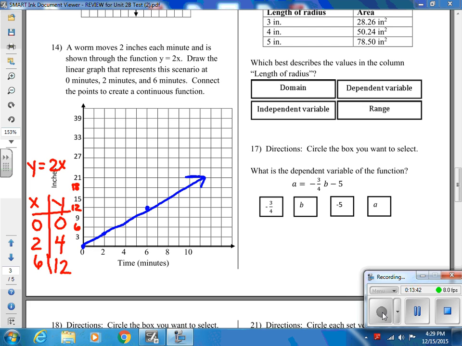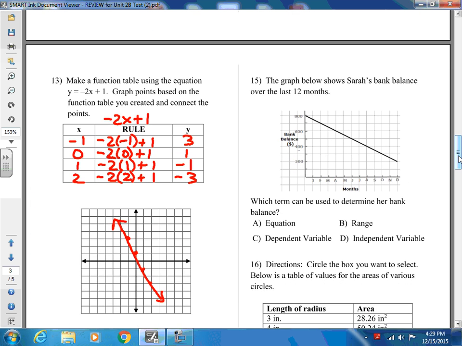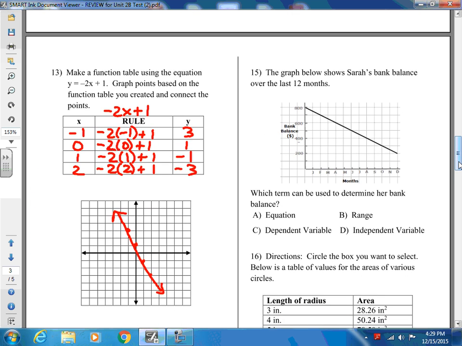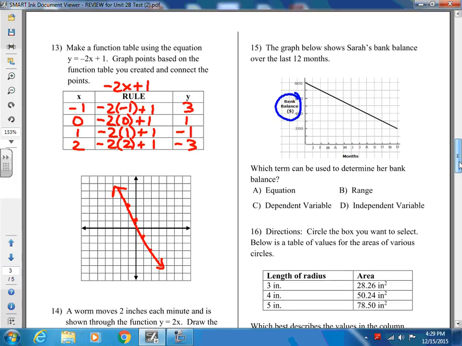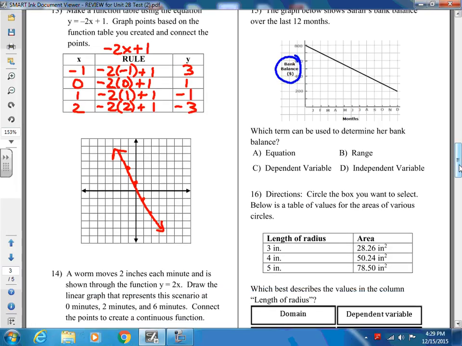All right, up at number 15. The graph shows Sarah's bank balance over the last 12 months. Which term can be used to determine her bank balance? Her bank balance is over here on the y-axis. Because it's on the y-axis, that label, because it's not referring to numbers, but that label is the dependent variable. Remember, your independent variable is the x-axis.